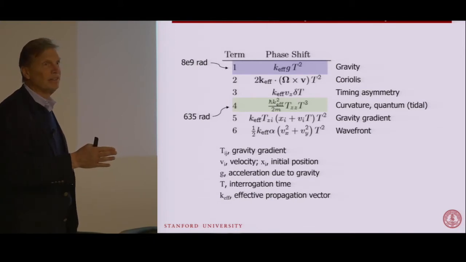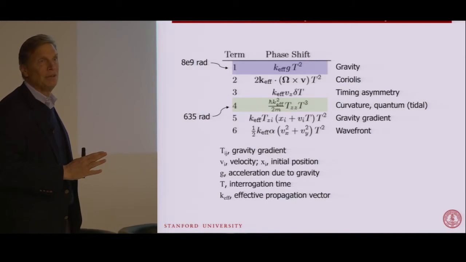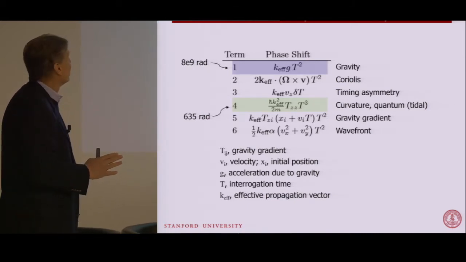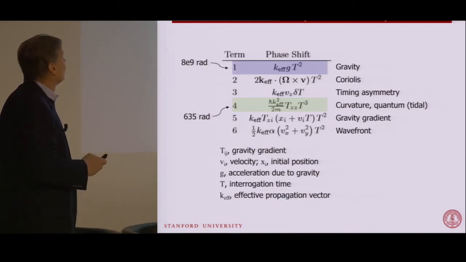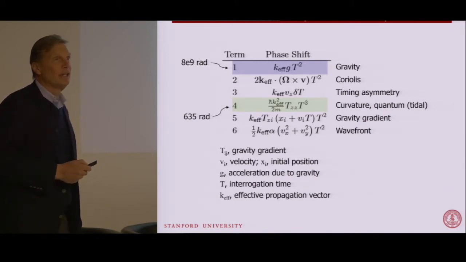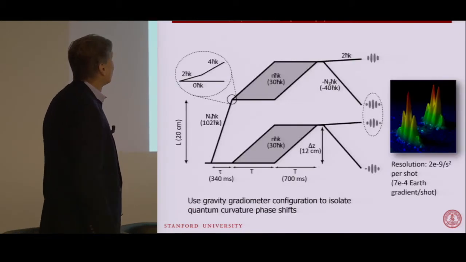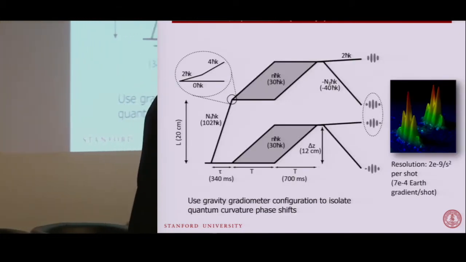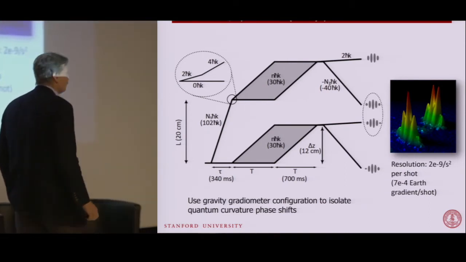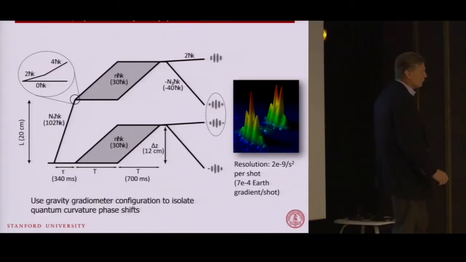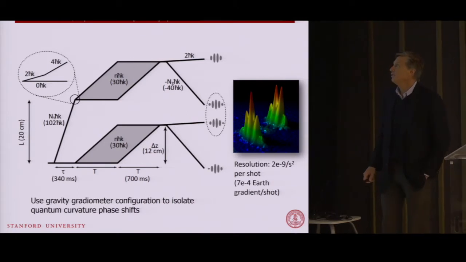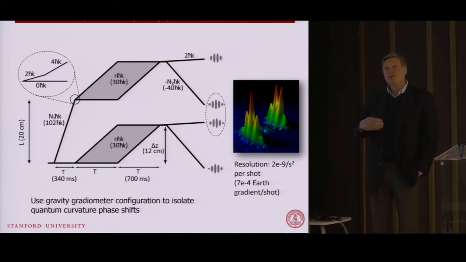Earlier de Broglie wave devices, even with neutrons and other atomic de Broglie wave devices, the separation wasn't large enough to explore a significant gravitational gradient, and it was very difficult to observe this term. So we wanted to observe it, and we built the following pulse sequence to create a situation where we were able to isolate that term from the other terms in that term list. And this is what we did.